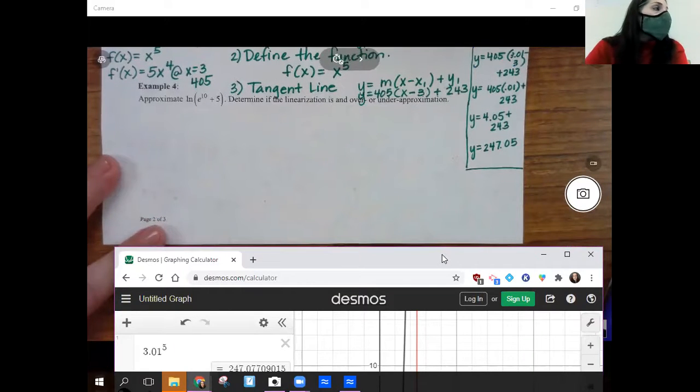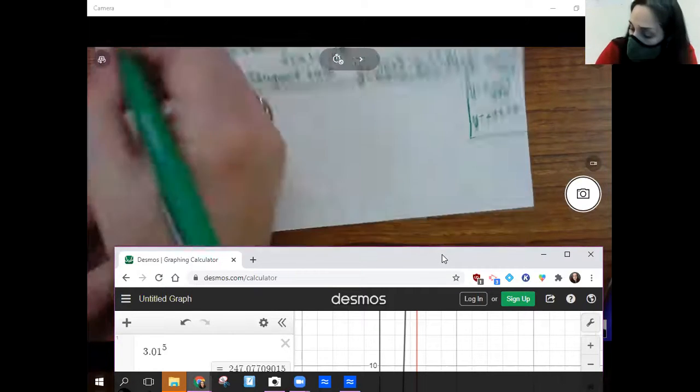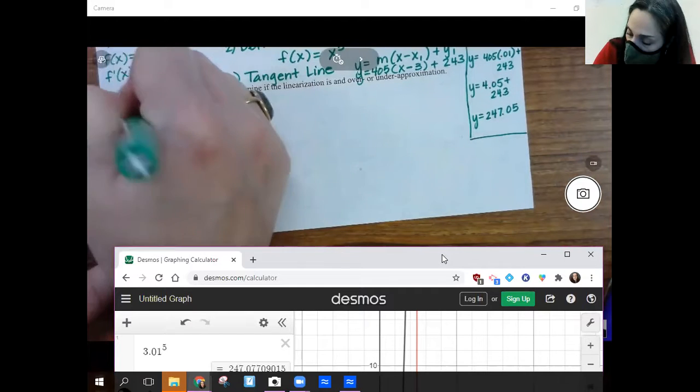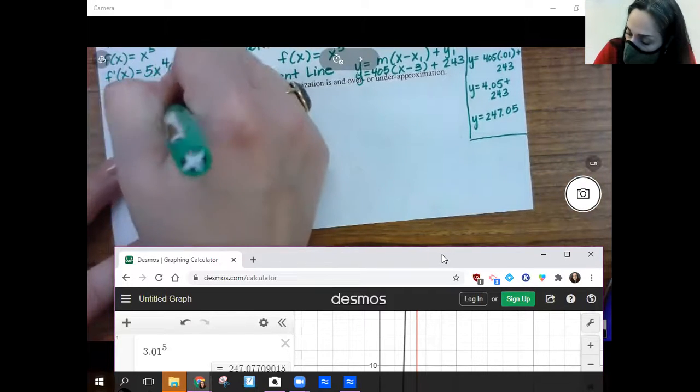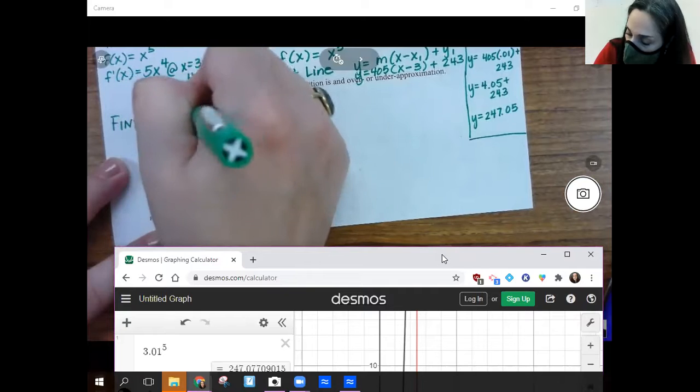Okay, example 4. Approximate the natural log of e to the 10th plus 5. Determine if the linearization is an over or under approximation. All right, so you are being asked to find the natural log of this thing.